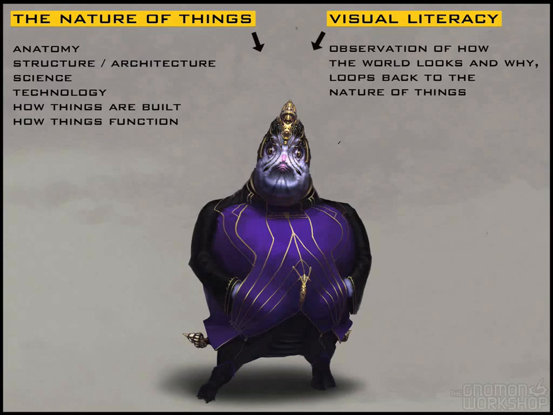The next category, after you have an idea that you need to know some engineering and how things work, is to build what I like to call visual literacy. This is also about building your visual library so that it allows you to recombine things that you've observed, whether it be the proportions of a tank or the size of a battleship, etc. So simply put, it's really the observation of how the world looks and why. And once we get to the why part, it loops back to the nature of things. So again, this second area of study would be visual literacy.